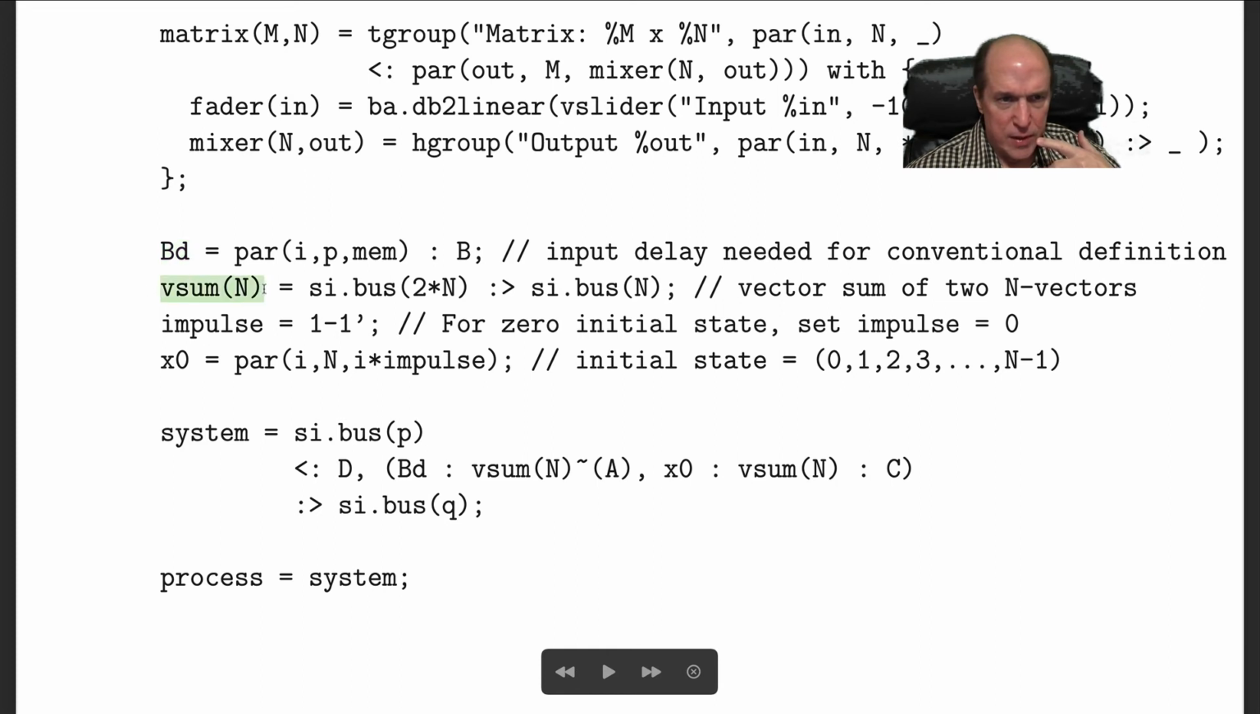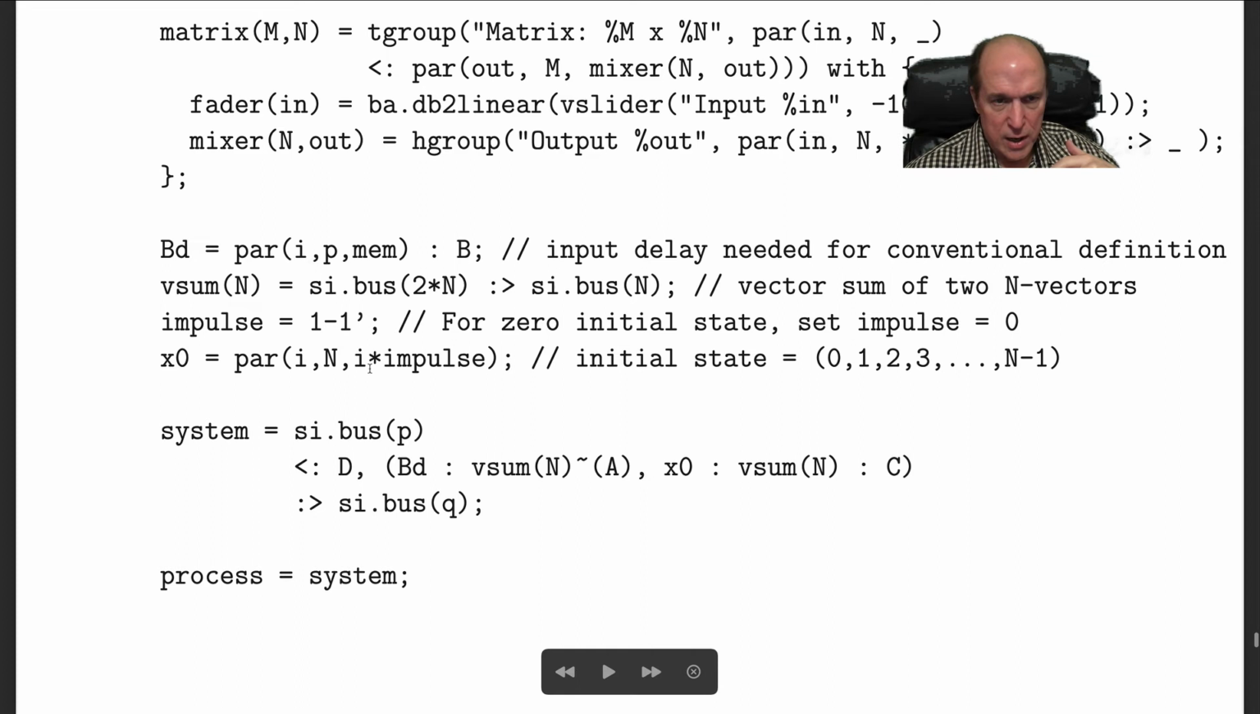And so we define this vector sum here as a bus that then interleaves down to a bus of length n, and that will sum two n vectors for us. And here's an impulse that we'll use for setting the initial conditions. We want to be able to have an arbitrary initial state. Usually a state space system will allow you to specify an arbitrary initial state, and then everything after that is just the inputs coming in. So here's our initial state. We're just arbitrarily setting it to 0 through capital N minus 1, and the impulse, make sure it only happens at time 0. This is just for the example. But you would put, instead of I, whatever your actual initial state variables are here.